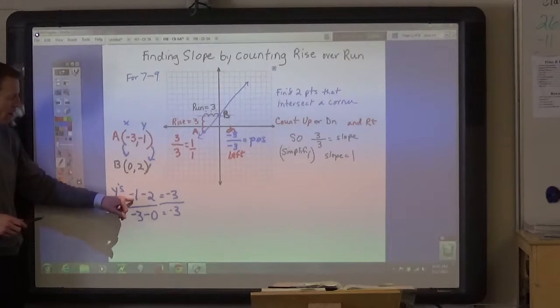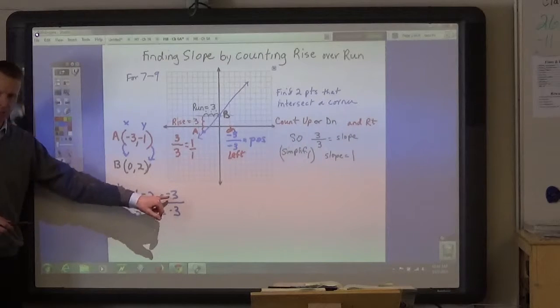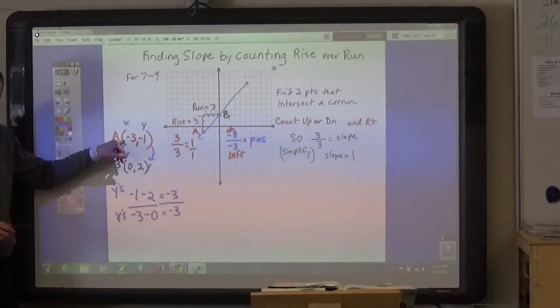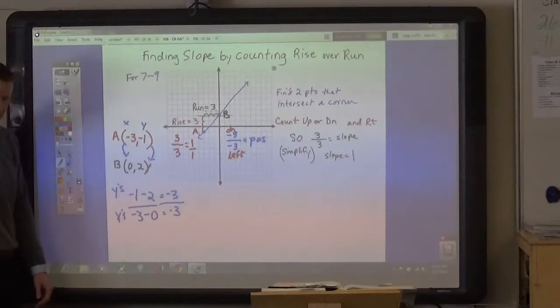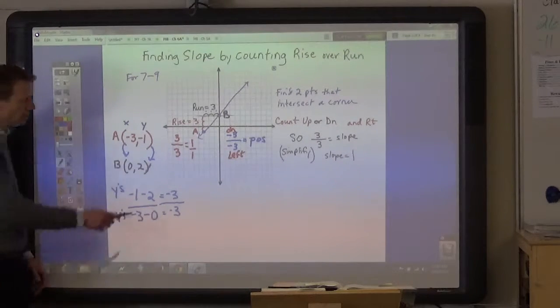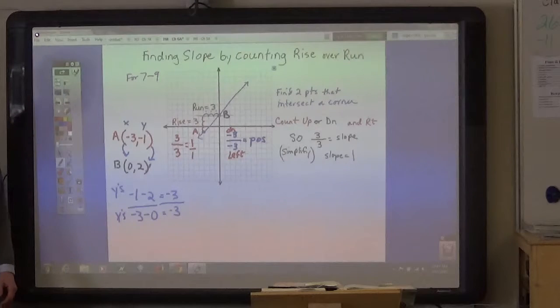So negative 1 minus 2 is negative 3. And then go back to A, start with A, and do negative 3 minus 0, which is negative 3, which gives you the same slope, slope of 1. Okay?